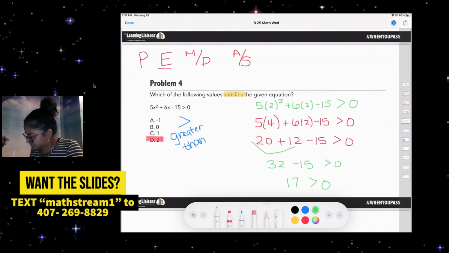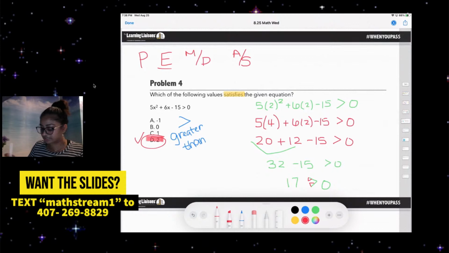17 is greater than 0. Is that a true statement? Remember, our inequalities can be alligators. They like to eat the larger number. So 17 is larger than 0, which is a true statement, which means 2 is our answer choice. I'm not going to try any other answers because I got a value that actually gave me a correct answer. I'm not going to keep trying because that's going to take up time from my test.